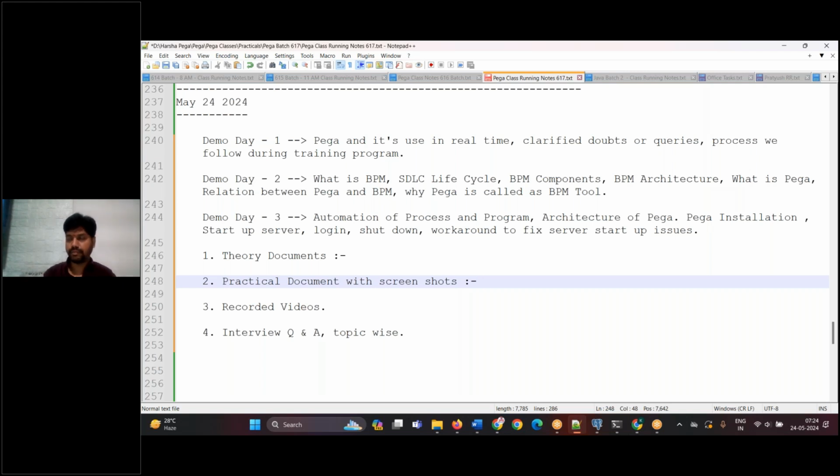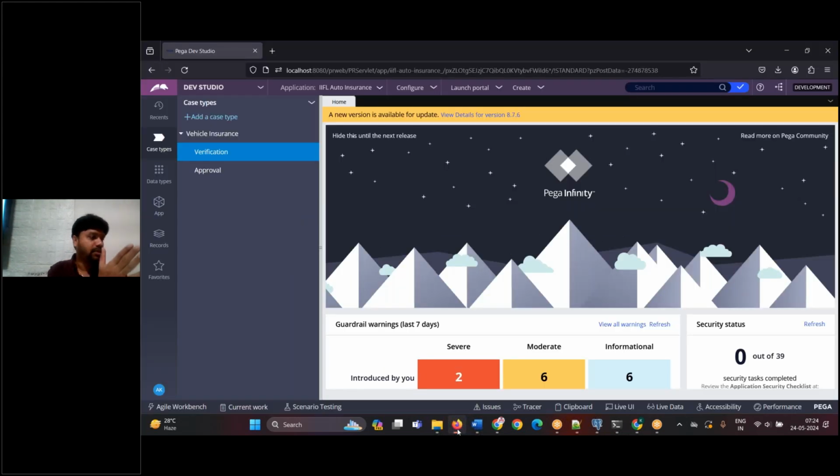You do not, this is what people will do. They keep their laptop here, they open the Pega environment, they log into Pega, and they keep the document maybe on the phone or maybe on the laptop in another window. They start doing the practical like this. Okay, this is not the way to do it.